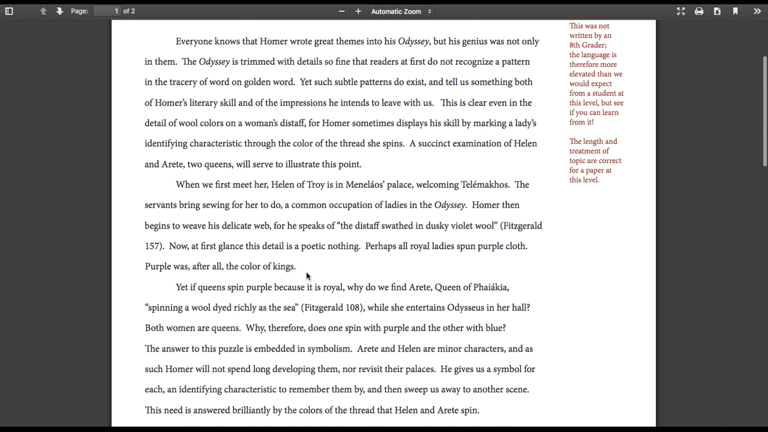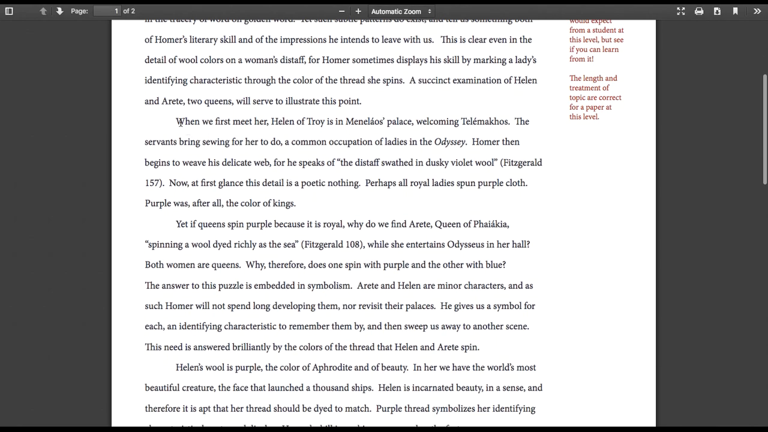All right, so let's look at some of the body paragraphs. "When we first meet Helen of Troy in Menelaus' palace, welcoming Telemachus, the servants bring sewing for her to do, a common occupation of ladies in the Odyssey." So the author of this essay is noticing some patterns. While they were reading, they noticed patterns and marked them and made sure to include them in their essay to make it more meaningful.